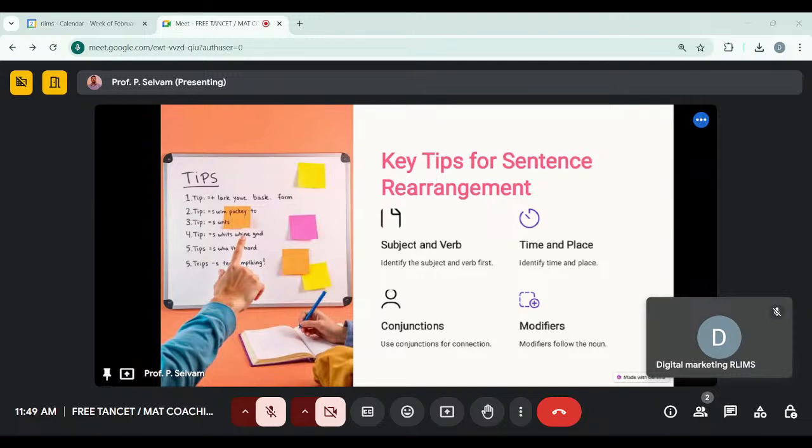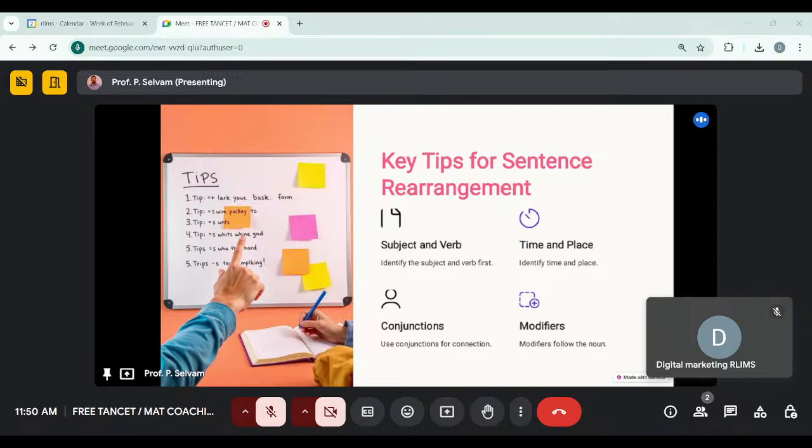Time and place refers to identification of time and place, and the conjunction is for connection. Some of the connecting words, we call it FANBOYS. F stands for, A stands for and, N stands for nor, B stands for but, O stands for or, Y stands for yet, S stands for so. These are the connecting words. One pro tip let me give you, keep this in your mind: a sentence starting with these connectors cannot be the first sentence.